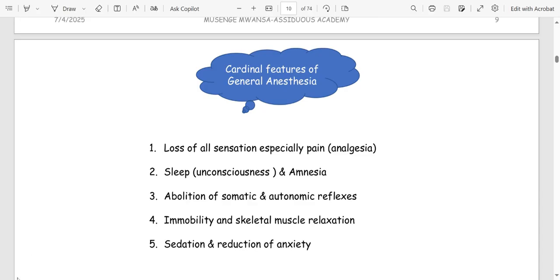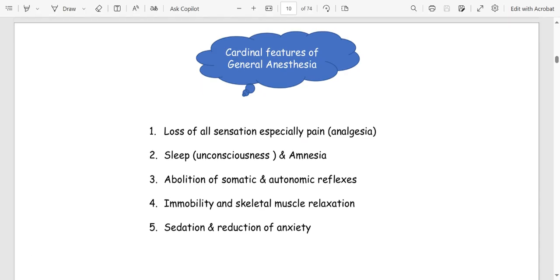So general anesthesia has got some cardinal features that you need to know. What are the features of general anesthesia? Number one, if you give a general anesthetic agent, there's going to be loss of all sensations, especially pain. So there's analgesia. And then there's also going to be sleep. So someone will go into sleep. Okay. They become unconscious and there will be amnesia. Like they are just gone. They are sleeping. They can't feel anything.